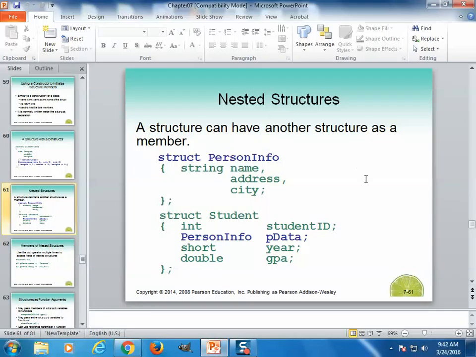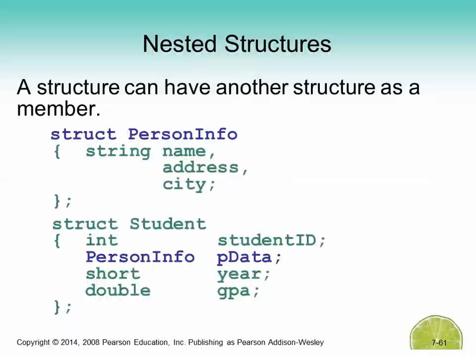Okay. So we're going to start with nested structures. We can have a structure within another structure. This is the example that we have. We create a structure, person information, that is going to have name, address, and city. We have the three variables right here, member variables. They are all part of person information.